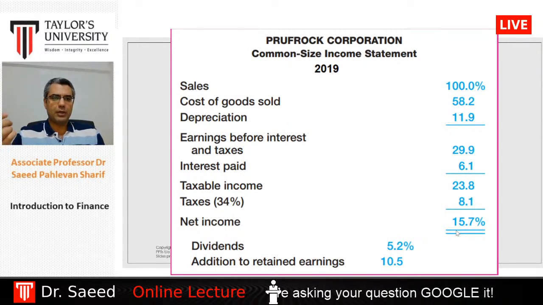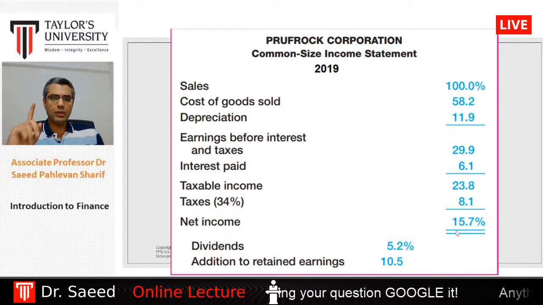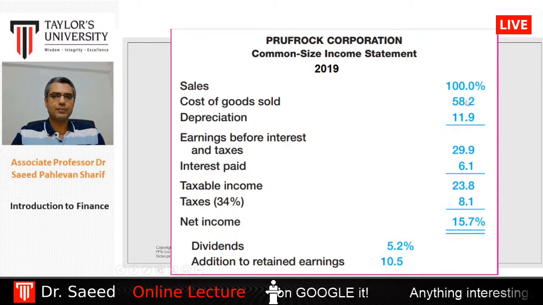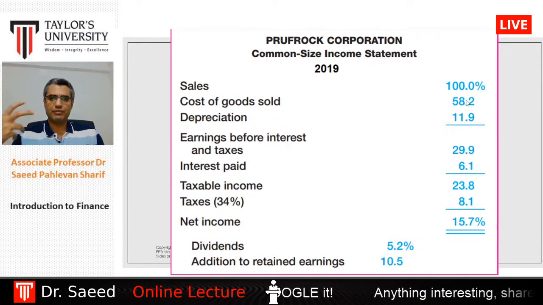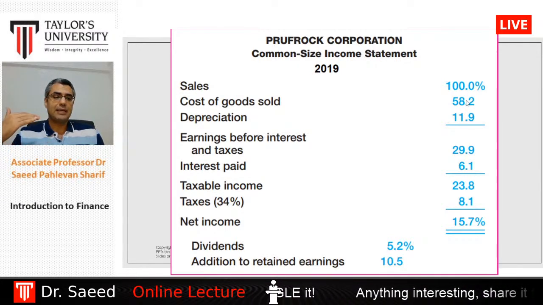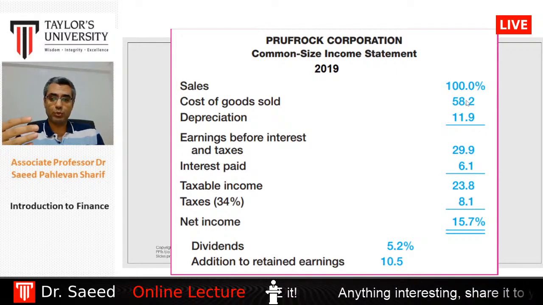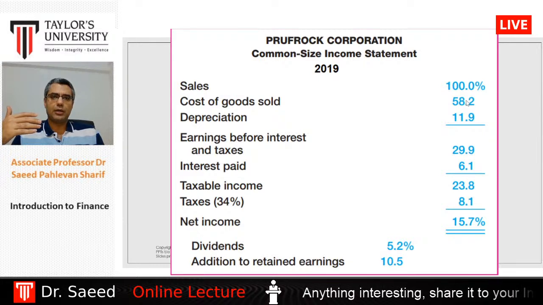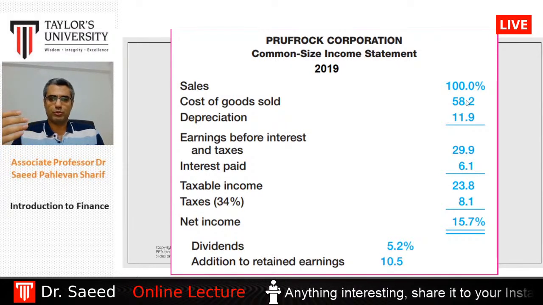Another interesting item here is cost of goods sold. For $1 in sales, you have almost 58 cents in cost of goods sold, right? So this is important in cost control for companies. You can compare two different companies, or we can compare the same company at two different points of time to see how efficiently they are doing, for example, cost control, right?